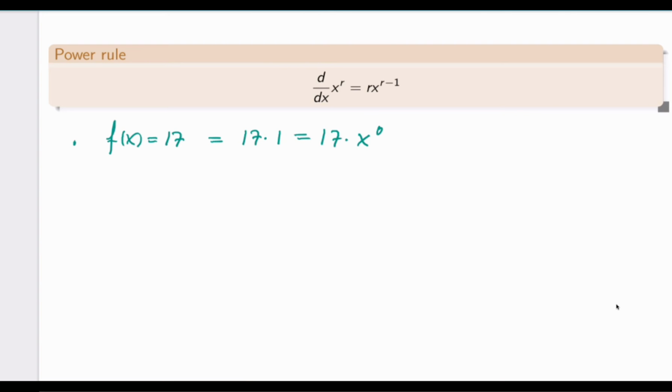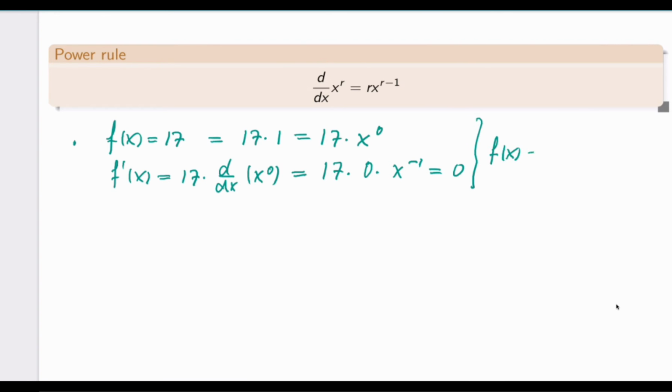And then in combination with the constant factor rule, I can write f prime of x is 17 times d by dx of x to the 0. Let's just do this for fun. So then we have 17 times 0 times x to the minus 1, which is 0. So the derivative of a function constant equal to 17 is 0. And this in fact is true for all constants. So what we learn from this is, if f of x is constant, any constant, then f prime of x is actually equal to 0.